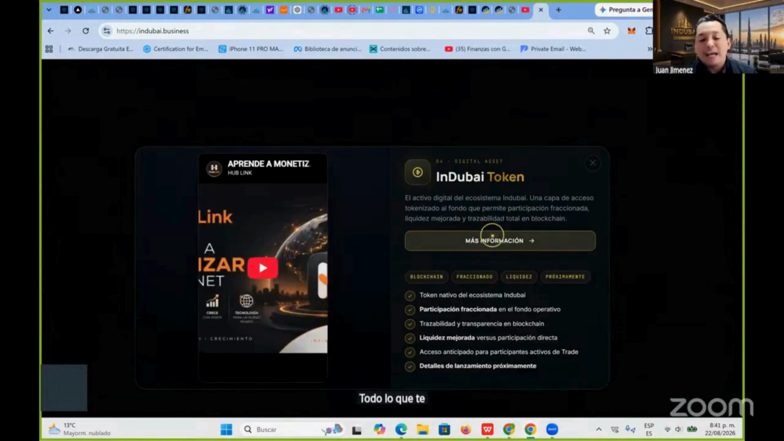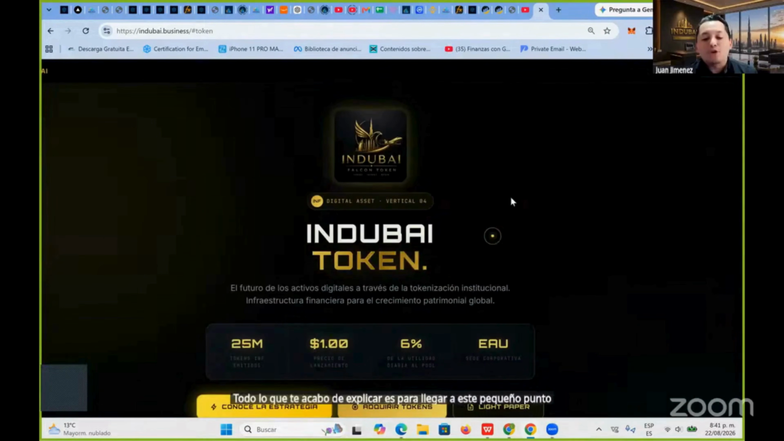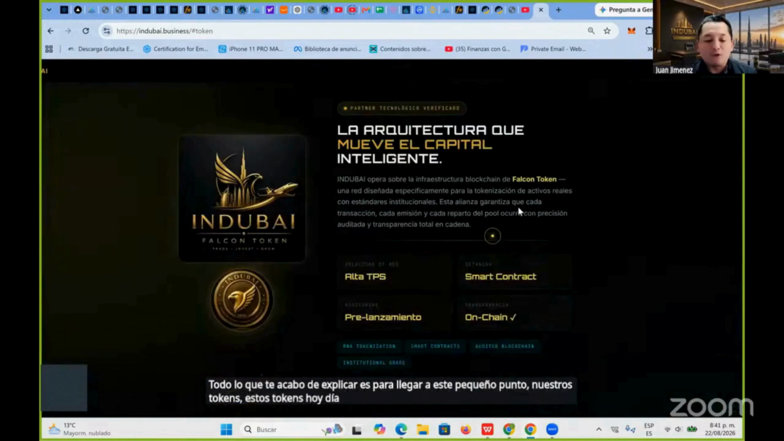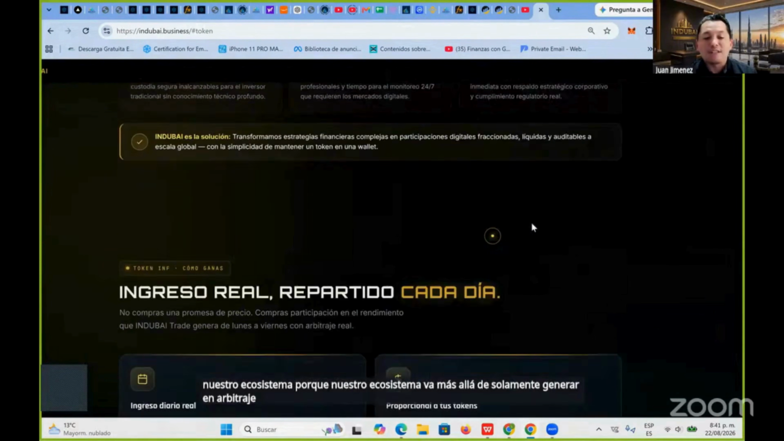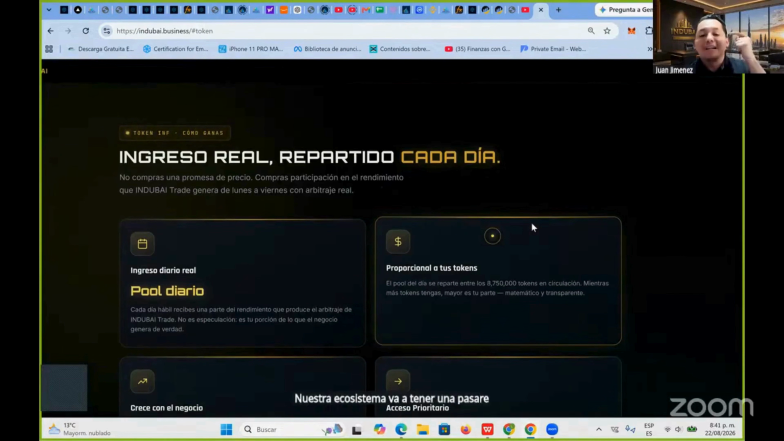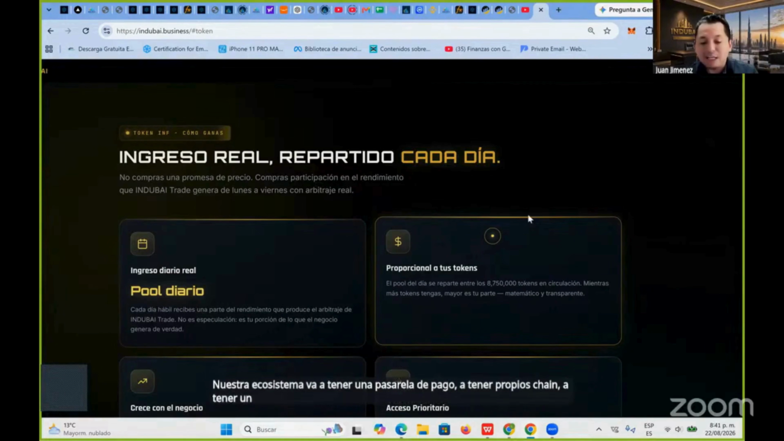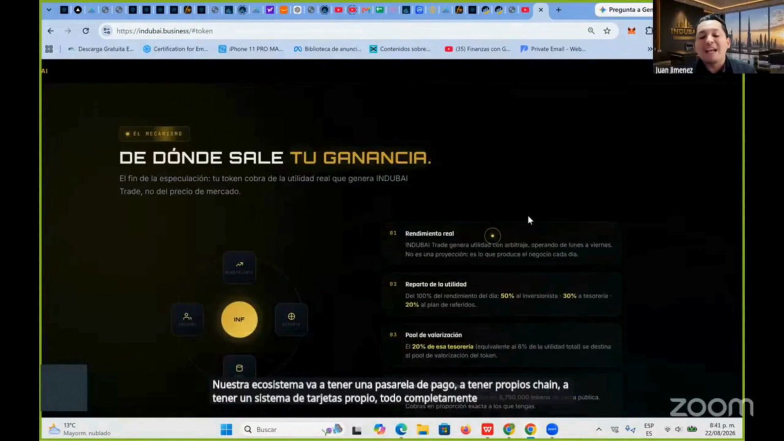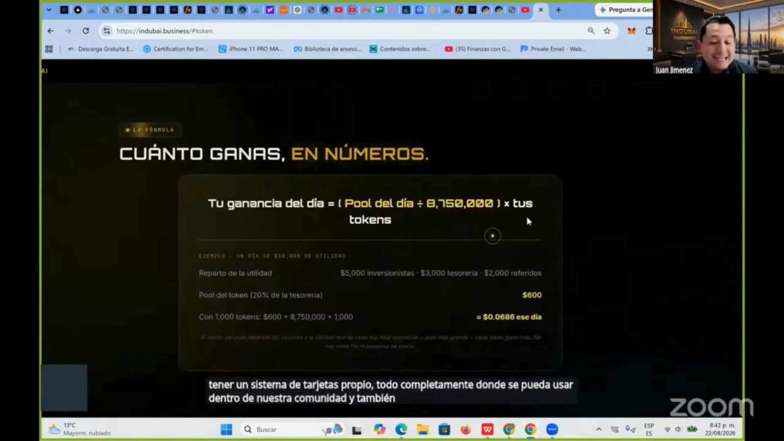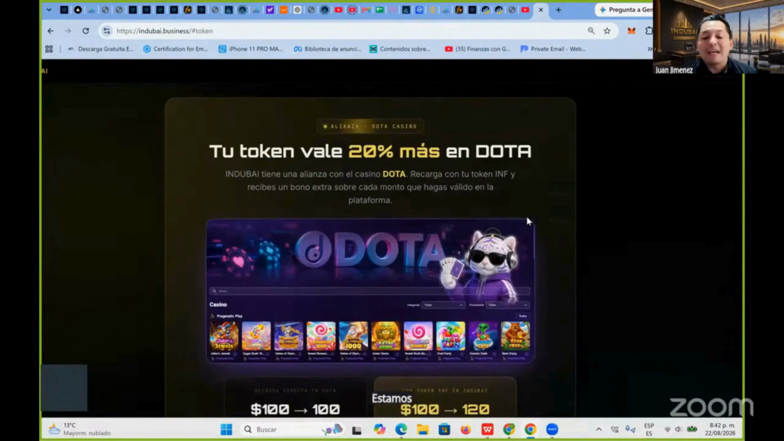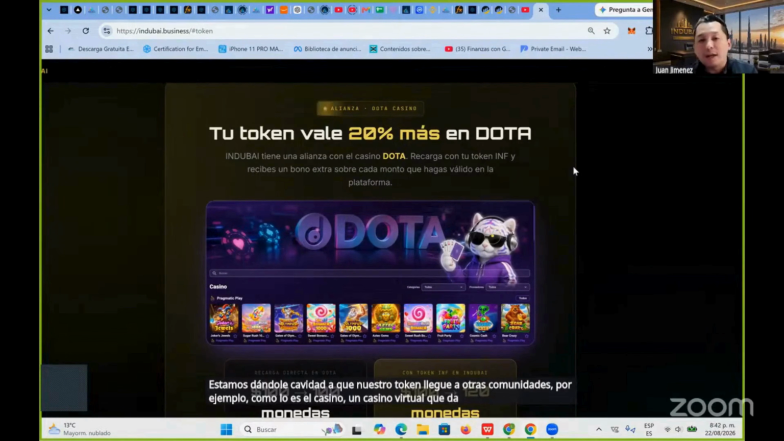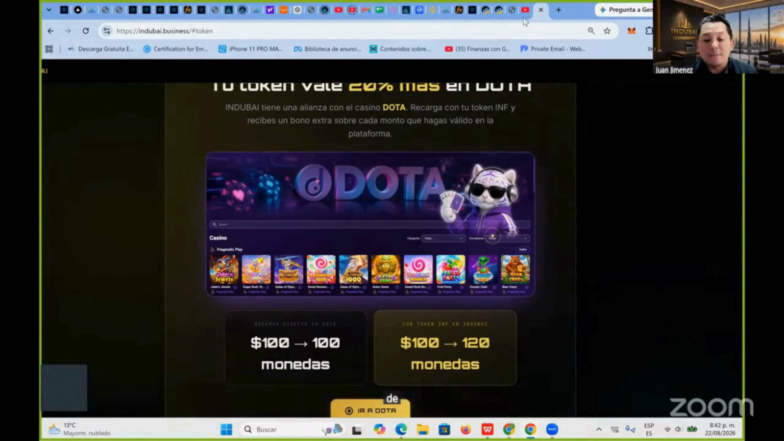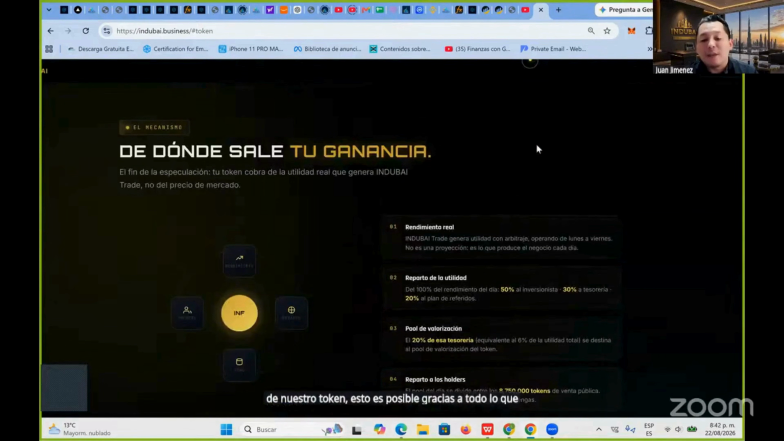Everything I just explained to you is to get to this small point. Our tokens, these tokens today, we are giving them usability throughout our entire ecosystem because our ecosystem goes beyond just generating profit from arbitrage. Our ecosystem will have a payment gateway, its own exchange, its own card system, everything completely where it can be used within our community and also for others. However, today we are making room for our token to reach other communities. For example, like the casino, a virtual casino that gives usability to our tokens, where you can buy chips for this casino, play, and generate profits through our token. This is possible thanks to everything we are integrating within it.